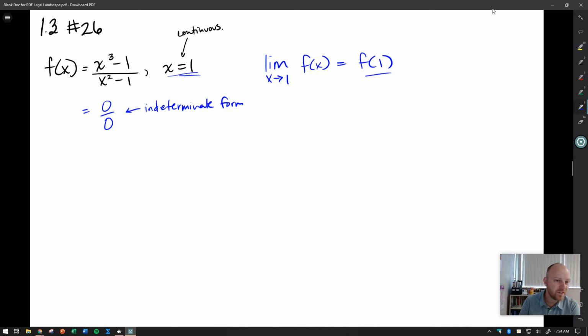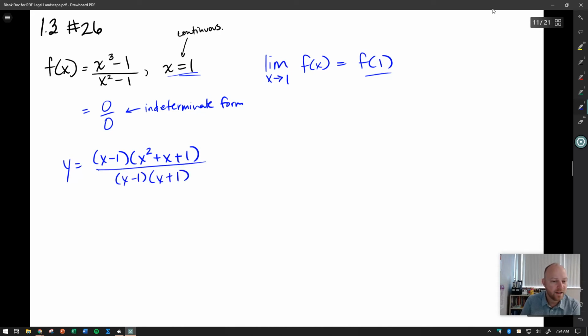So let's take a look at this function. I'm noticing that these are both factorable polynomials. So maybe the idea would be to factor and see what happens from there. x cubed minus 1 factors into x minus 1 times x squared plus x plus 1. In the denominator, we factor that into x minus 1 times x plus 1, and then we can see that the x minus 1s cancel, and we have x squared plus x plus 1 over x plus 1.